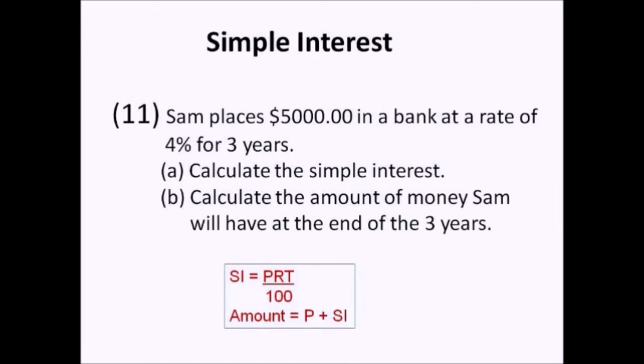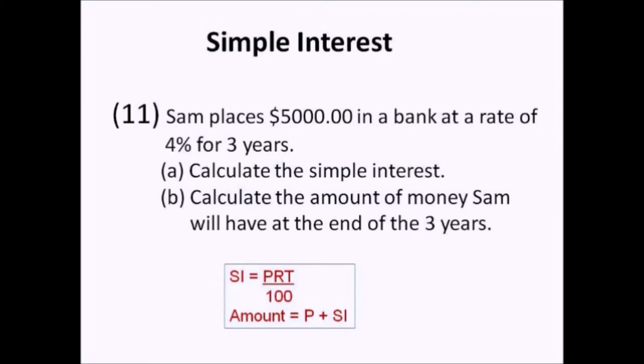Simple interest now. 11. Sam places $5,000 in a bank at a rate of 4% for 3 years. A, calculate the simple interest. And I gave you the formula. Simple interest, PRT over 100. And then B, calculate the amount of money Sam will have at the end of 3 years. I gave you the formula for the amount. The amount is the principal plus the simple interest.